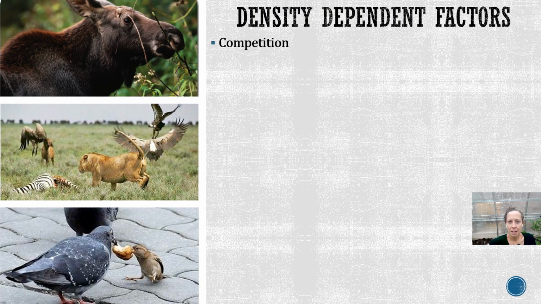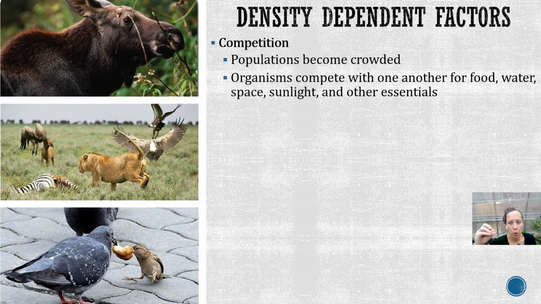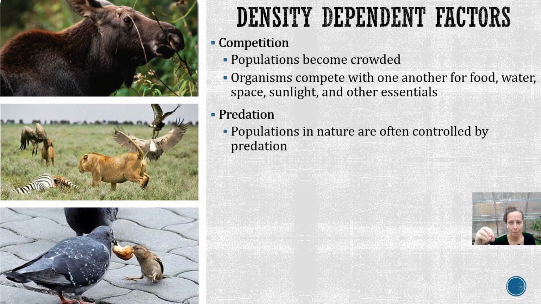So density dependent factors: competition is when a population becomes crowded. The organisms compete with each other for food, water, space, sunlight, mates, okay? Predation is another way a population in nature is going to be controlled. The predators are going to eat the prey and make them decline. Predation of plants is called herbivory.